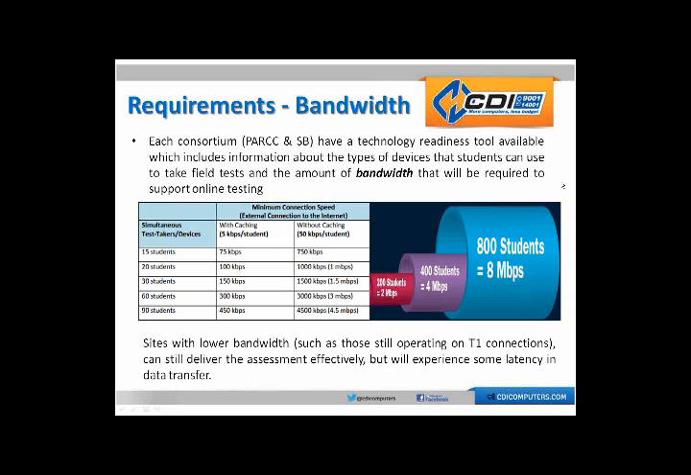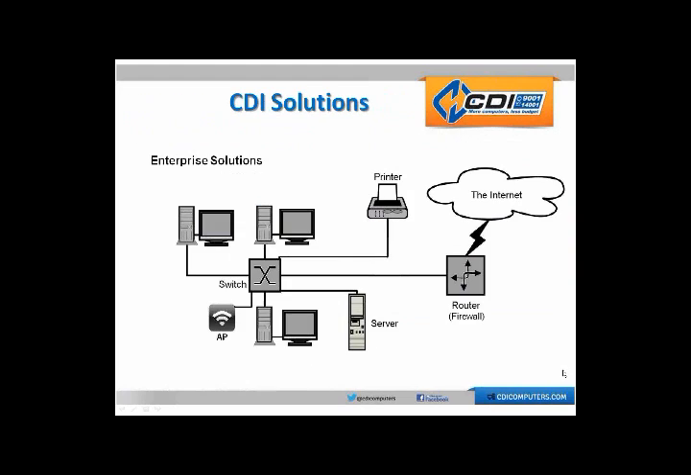If you have sites that are on older connections, like a T1 or an older DSL, something like that, you can still run the tests. You'll just have to run fewer simultaneous tests at the same time, or you might experience some latency or delay while the tests are being run. Up on the next screen is a topology diagram.